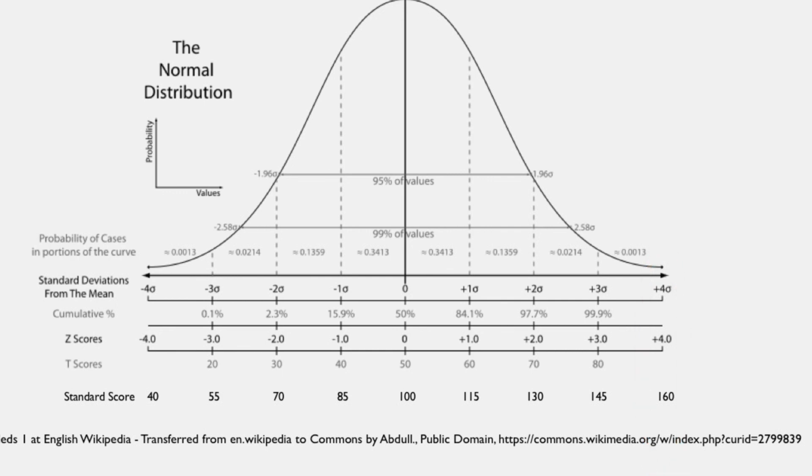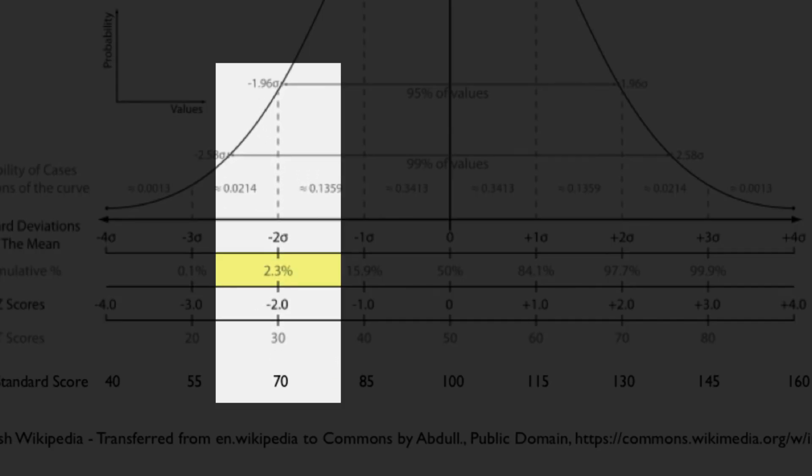In this scenario, 100 is average, and each standard deviation is represented by 15 points on the scale. So if I had an IQ that was 70, it would be 2 standard deviations below the mean, and my IQ would be as good or better than about 2.3% of the population.